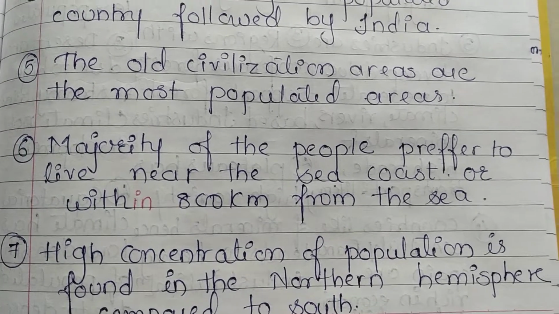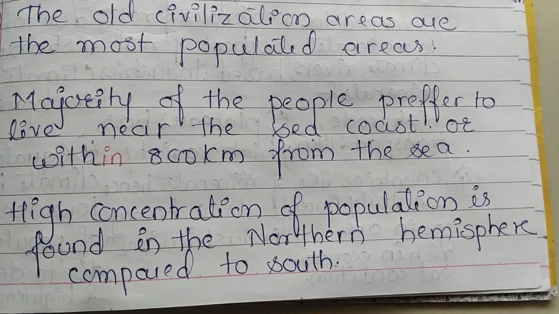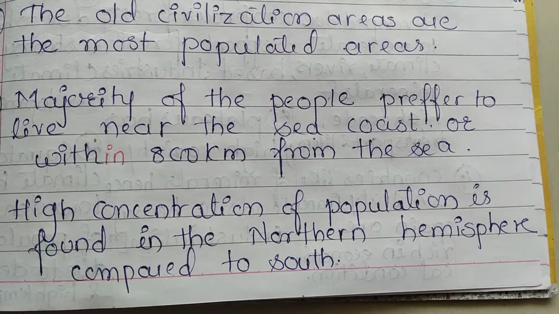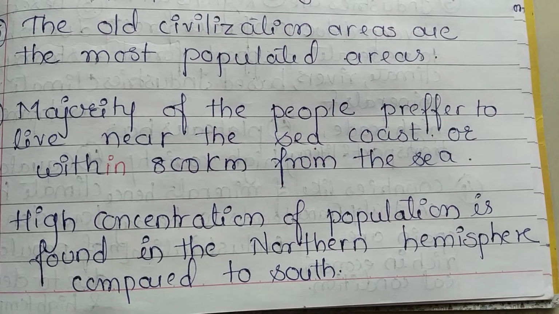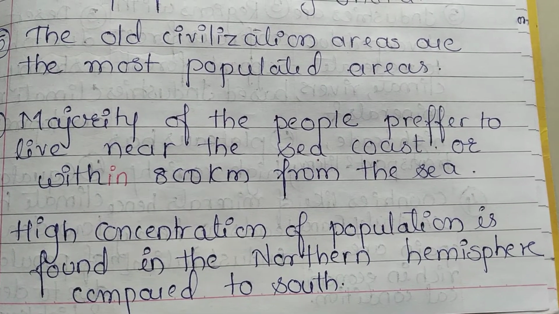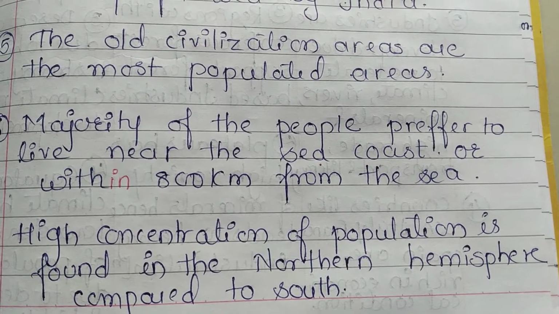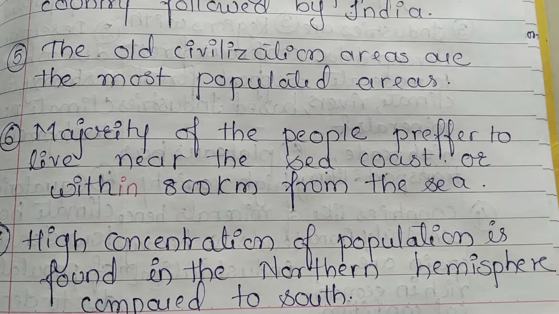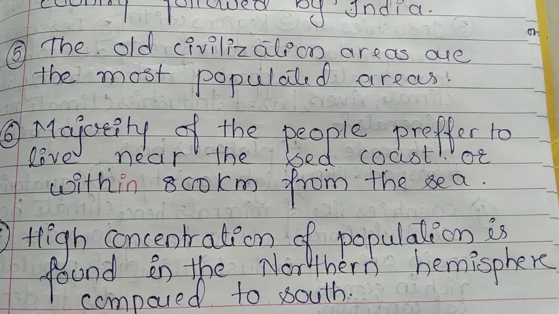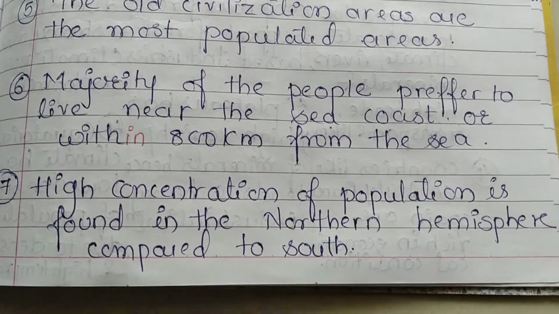and they are still populated in the present situation also. Now the next point is majority of the people prefer to live near the sea coast or within 800 kilometers from the sea coast. I told you in the previous lectures also that the sea coasts are always highly populated. The people prefer to stay near the sea coast or within 800 kilometers, that is the range up to 800 kilometers from the sea surface.